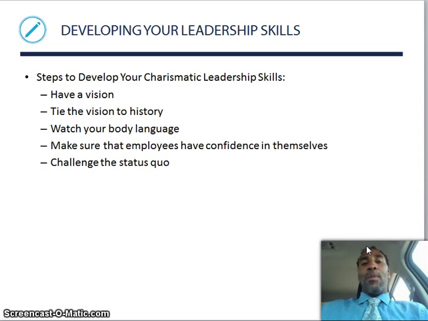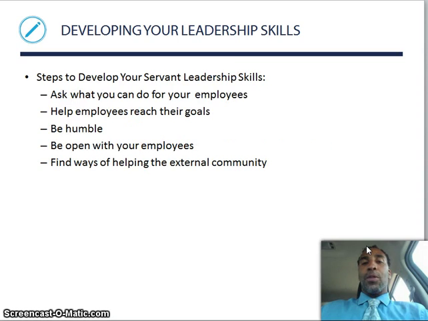Now, maybe most importantly, developing your leadership skills. Steps to develop your charismatic leadership skills: have a vision, tie the vision to history, watch your body language, don't slouch down, be confident, stand up straight, make sure that employees have confidence in themselves, and challenge the status quo. Forget the status quo, let's do something different, let's be special.